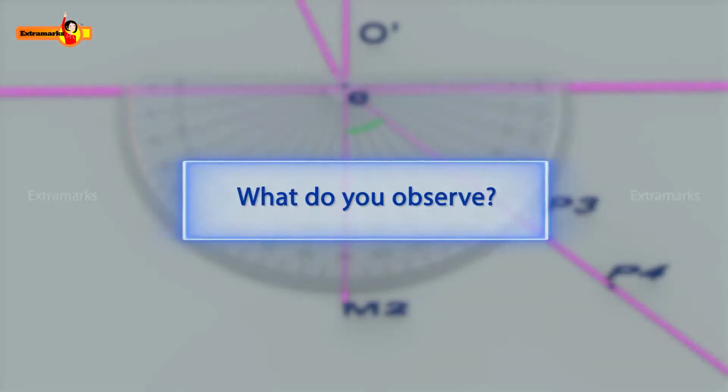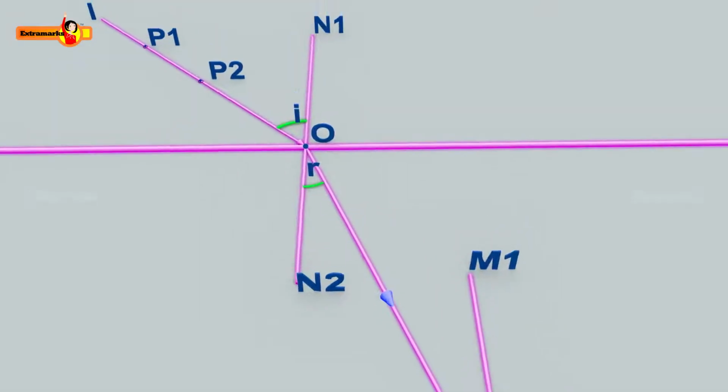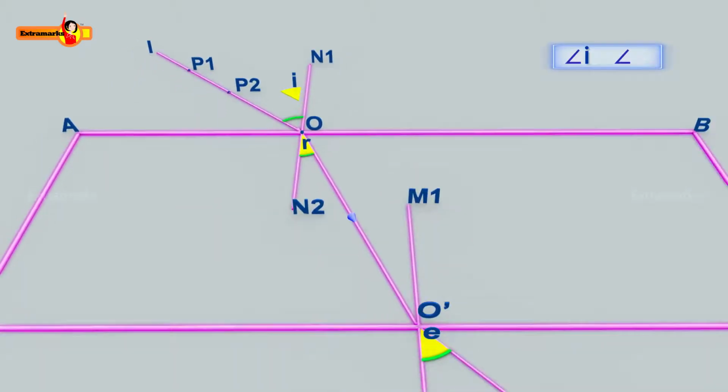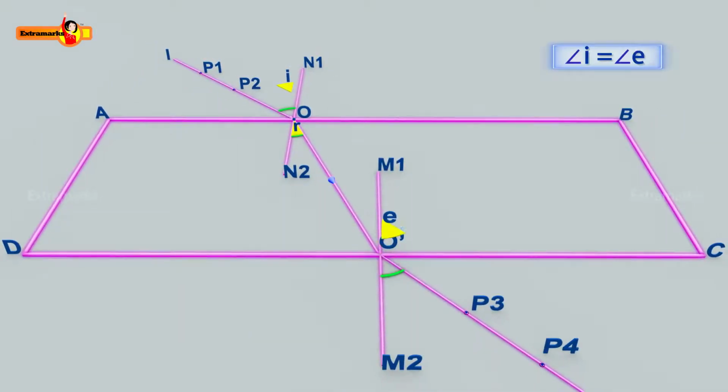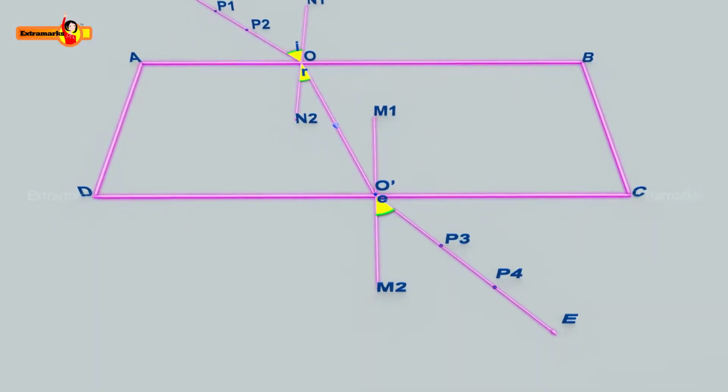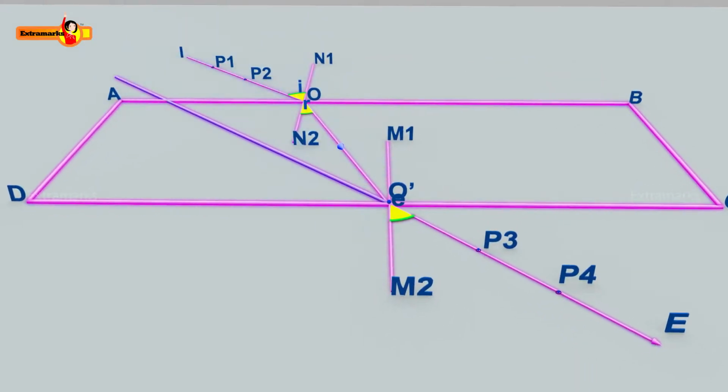What do you observe? It is observed that the angle of incidence I is greater than the angle of refraction R, and the angle of incidence is equal to the angle of emergence E. When the emergent ray O'E is extended backwards, you will notice that it is parallel to the incident ray.